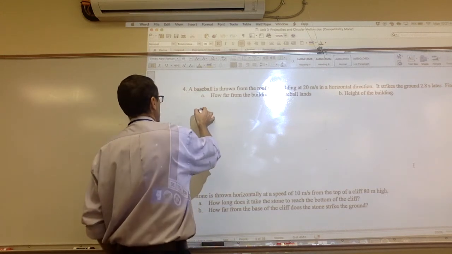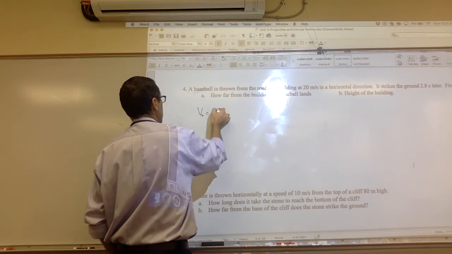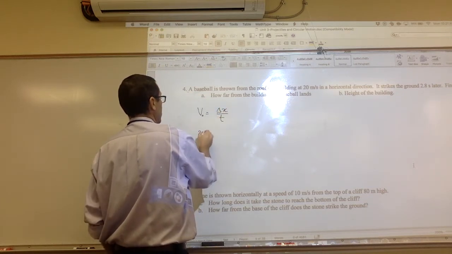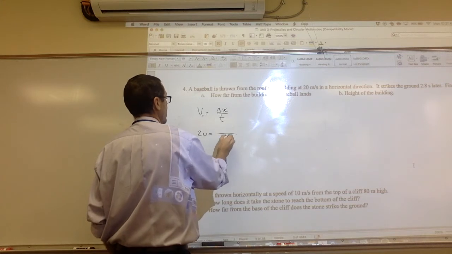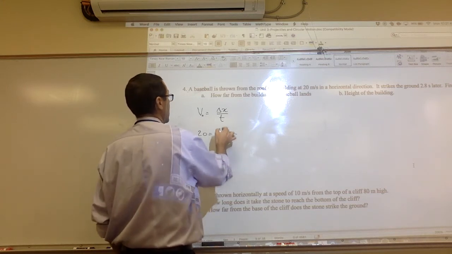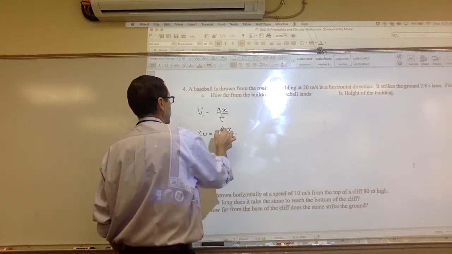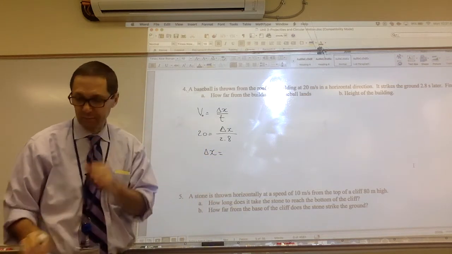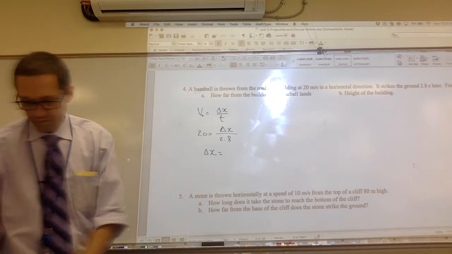So I think we can just do V initial equals delta x over time. And we can just plug in 20 for the velocity, plug in 2.8 for the time, and find out what delta x is. So delta x should be 56 meters.